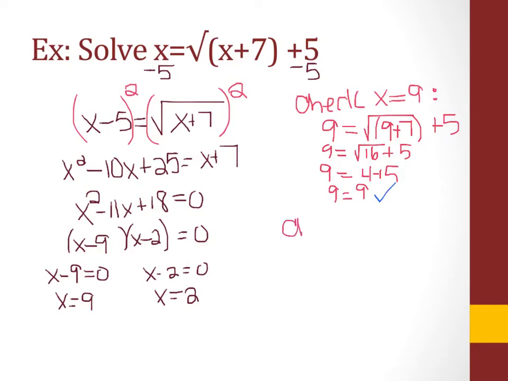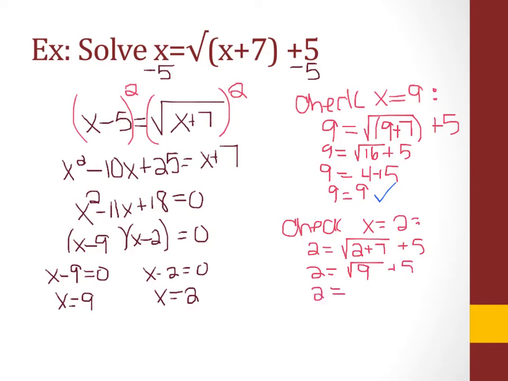Now we want to check when x equals 2. Doing the same thing as above, 2 equals the square root of 2 plus 7 plus 5, which would be the square root of 9 plus 5. The square root of 9 is 3, and 2 here would equal 8. However, this isn't true, so the only solution that we have for this example is when x equals 9.